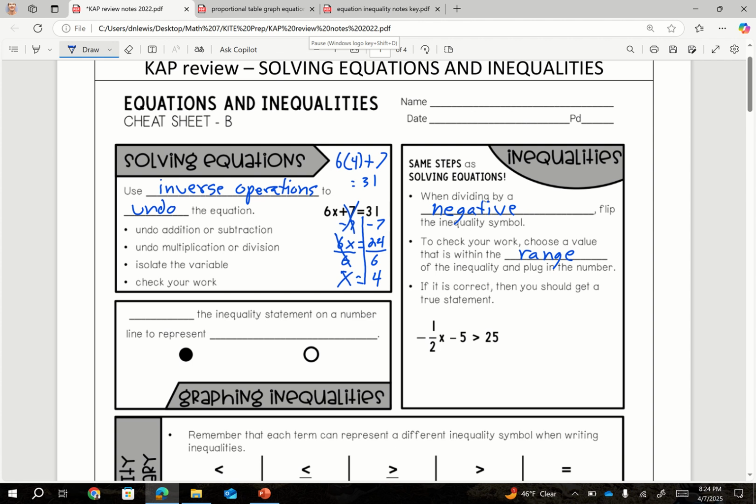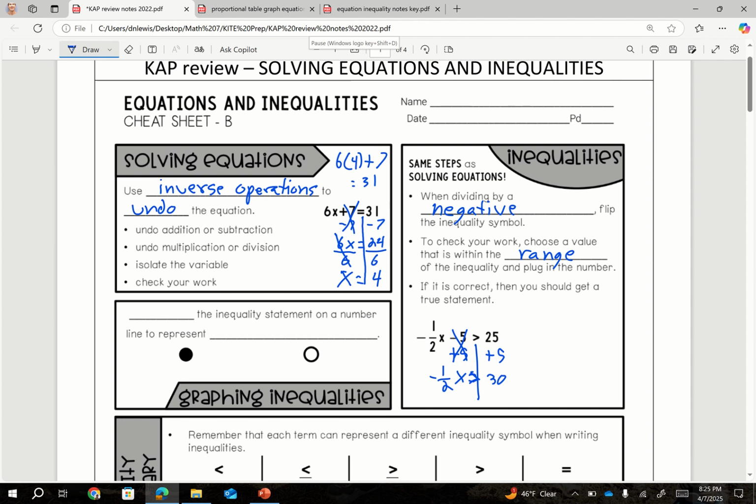All right, so here's our first example we'll do real quick. So again, just like when solving equations, we're going to use inverse operations. We're going to undo the equation, but we're going to get a set of all solutions. We're not just going to get one solution. So I see minus 5. I'm going to add 5 to both sides. 25 plus 5 is 30. Negative 1/2 times x is less than 30.